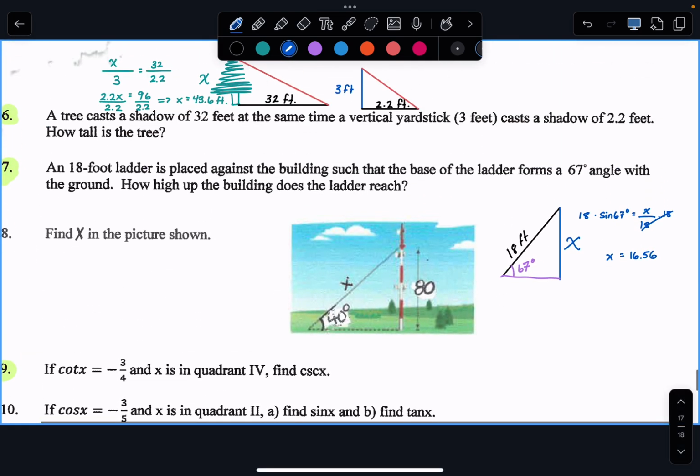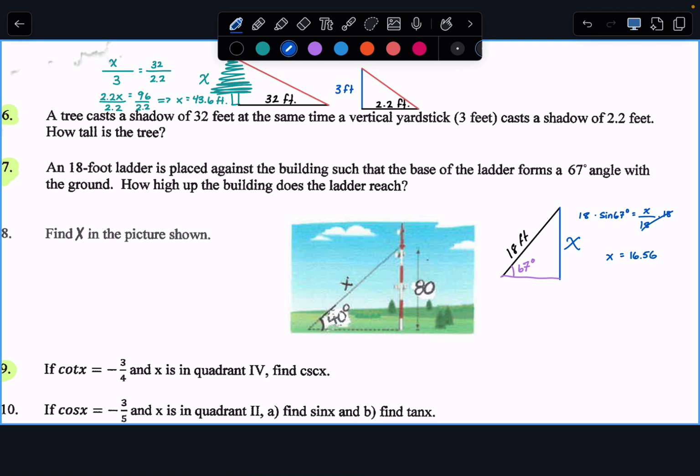Okay. Any questions on those? I'm only giving you one similar triangle and one word problem. And I even have the picture. You just got to fill it in.